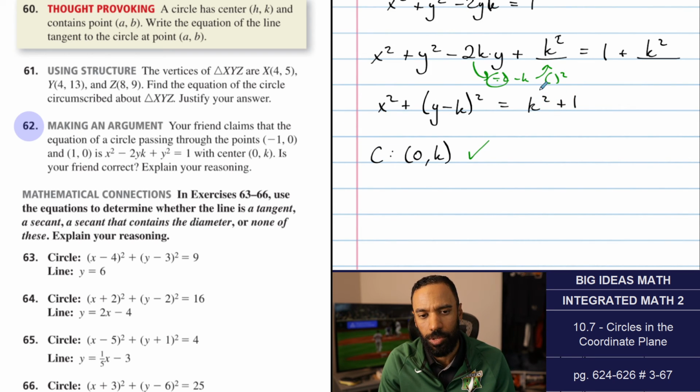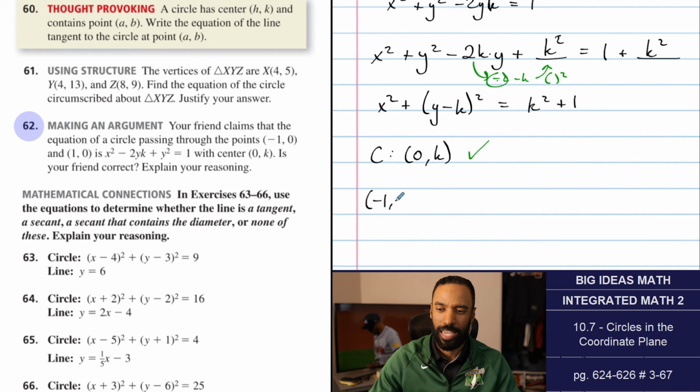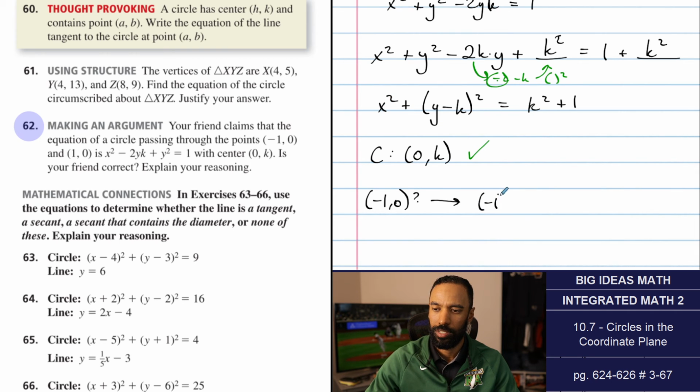Now, it says it passes through the points (-1, 0) and (1, 0). For that to work, let's try and plug in. So let's try (-1, 0): -1 for x, 0 for y.